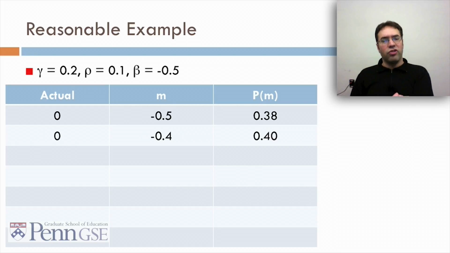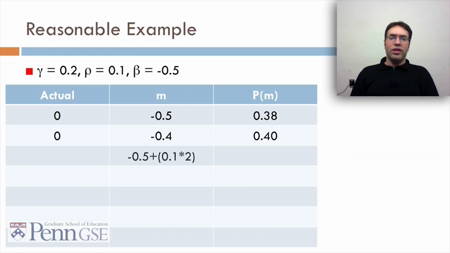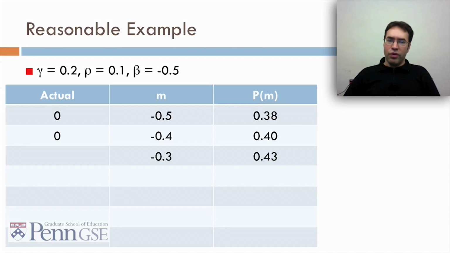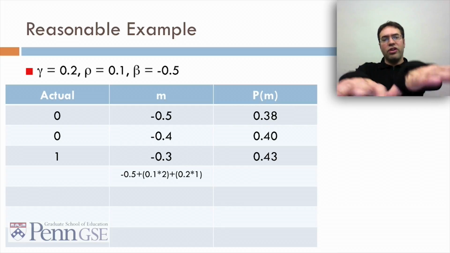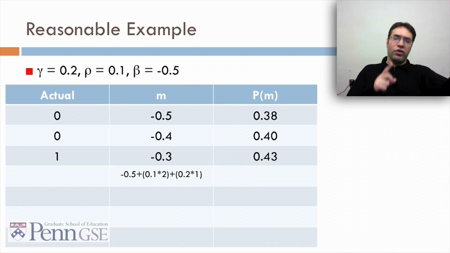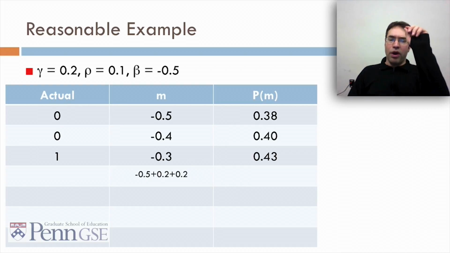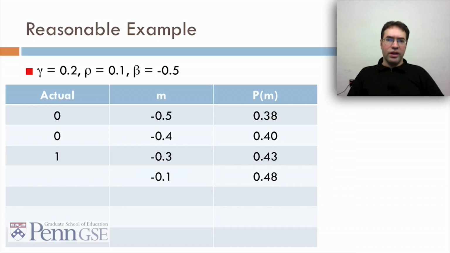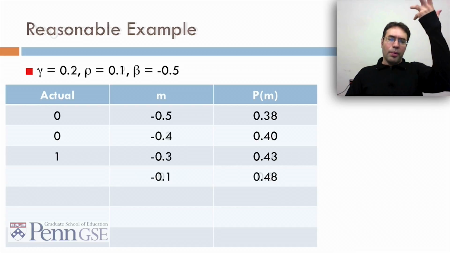And in fact, let's say the actual is 0. In this case now, the m will be negative 0.5 plus 0.1 times 2. We've got 2 failures now that are weighted 0.1 for rho. Negative 0.3 is the result, which gives us a p of m of 0.43, and the actual is 1, let's say. So now they have 2 failures and 1 success. So now the function's just a little more complex. It's negative 0.5, the beta, plus 2 failures, 1 success, which gives us a probability of m of 0.48. And you can see it's kind of just going up over time.